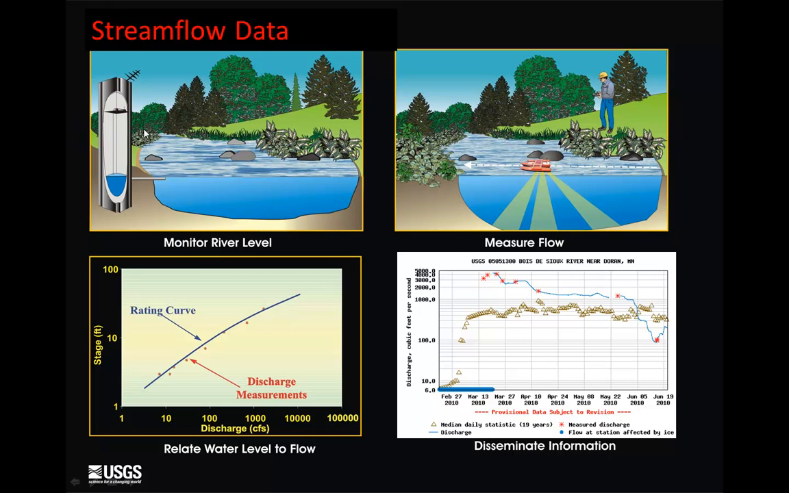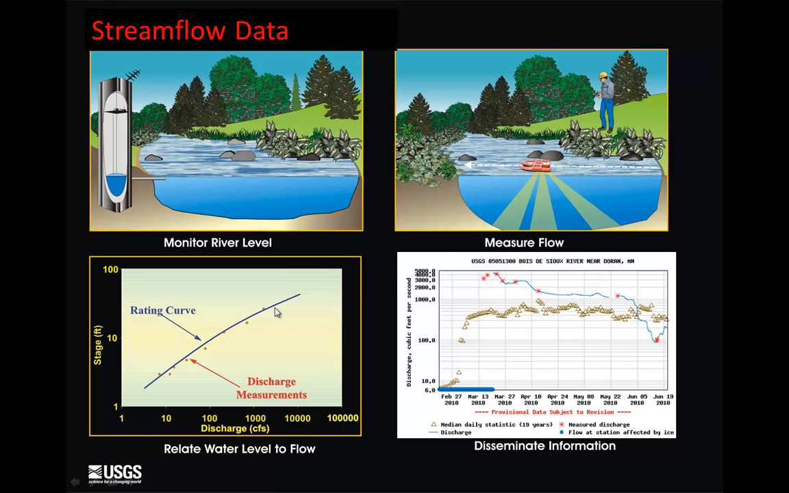And out here we are sensing stage, which is fairly easy to do. In this case, we've got a float and a counterweight, and this is hydraulically connected to the stream. And as the river rises, the water in the pipe rises here. And so the stage increases and decreases with that particular sensor.